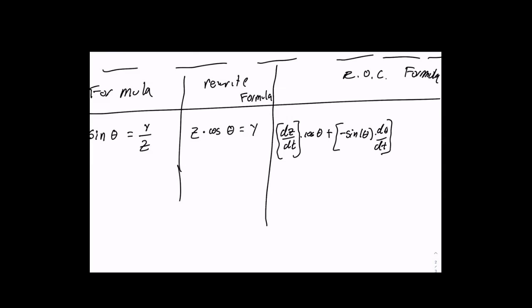Remember, whenever we take a derivative, we're always going to have that d dt. In the first problem, it was just z, so dz dt. In this problem, it's theta, so we have times d theta dt. It's going to be this times what?